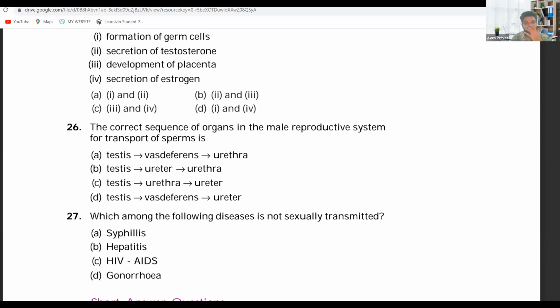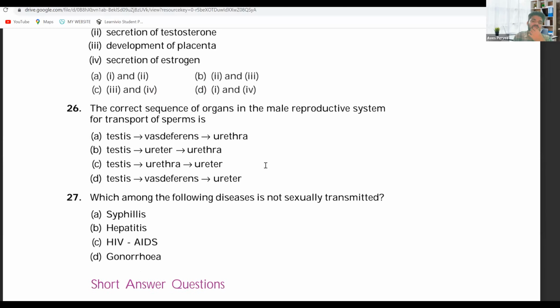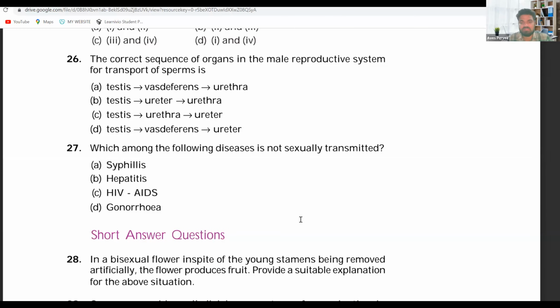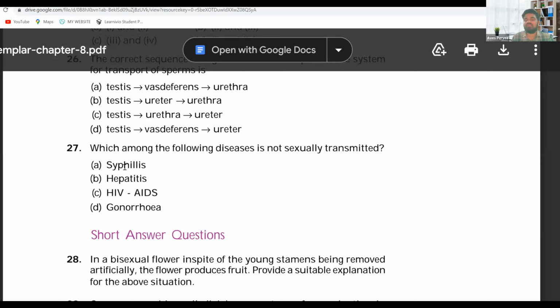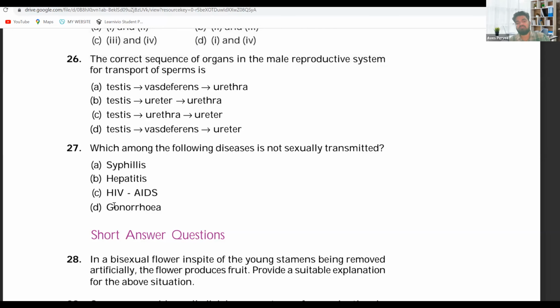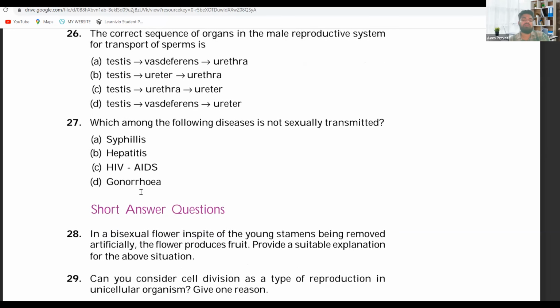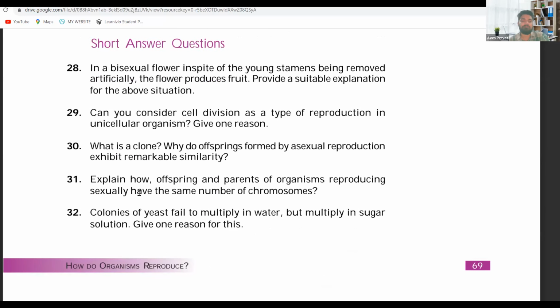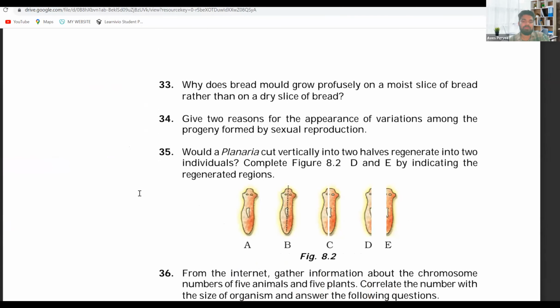Understood? Yes, sir. Next is, which of the following is not a sexually transmitted disease? Hepatitis. Sir, B. Yes, B, hepatitis. You have written in your notes that syphilis, HIV, AIDS, and gonorrhea are all sexually transmitted diseases. Okay.